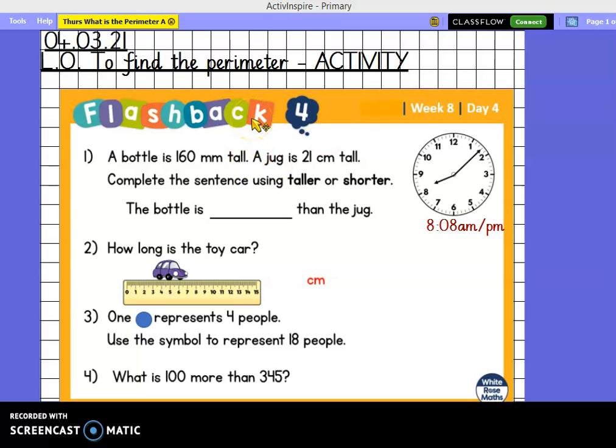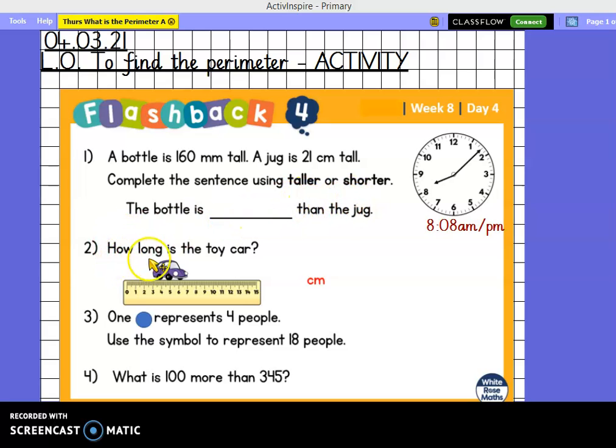Can you first do your flashback for number 1? A bottle is 160 millimeters tall. A jug is 21 centimeters tall. Complete the sentence using taller or shorter. The bottle is than the jug.